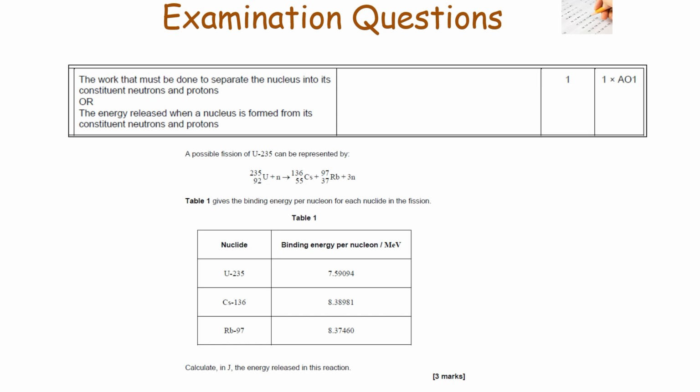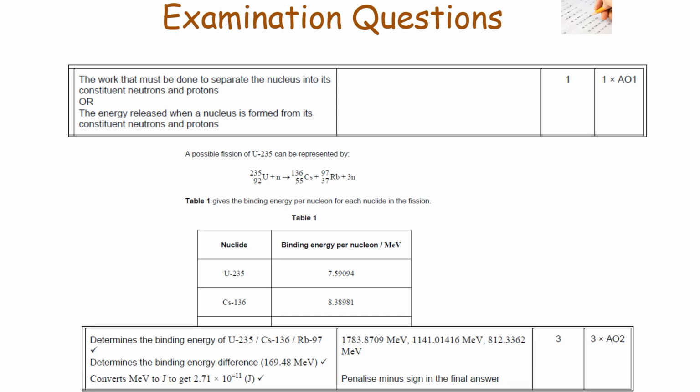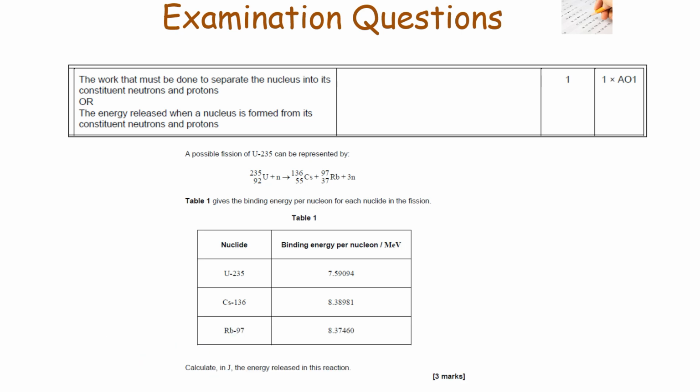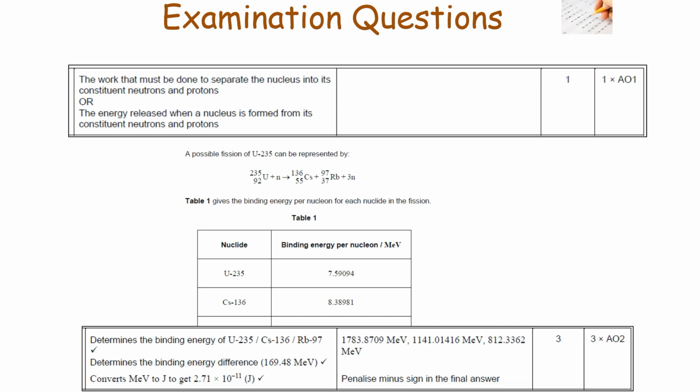Now this next question, how can you work out the energy released in this reaction? So what you've got to do is as follows. You look at your particular process, and you know you've got a uranium and you've got a neutron. Now a neutron, you'll note, isn't on the table because it doesn't have any binding energy, as it's just one neutron. But afterwards you've got cesium and rubidium.